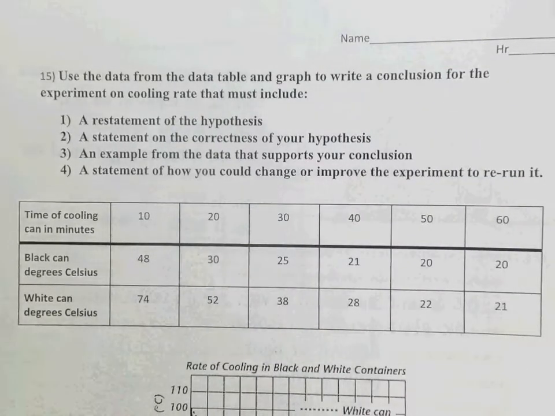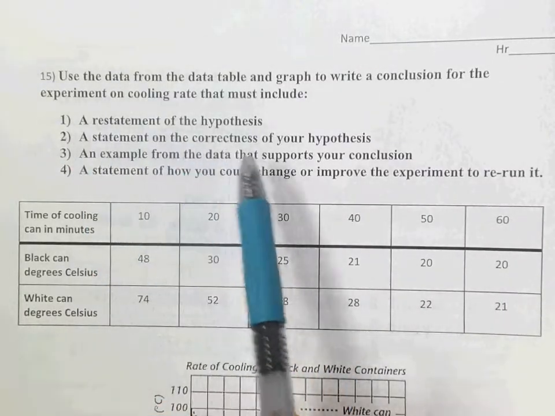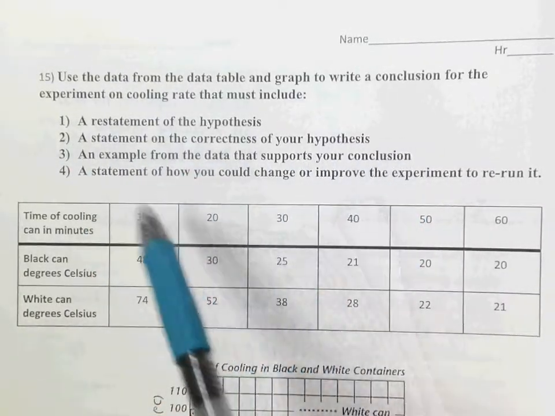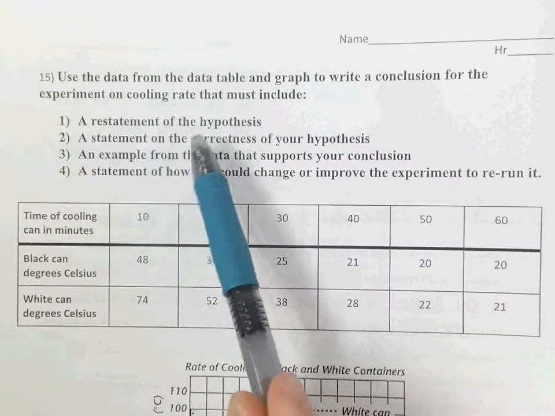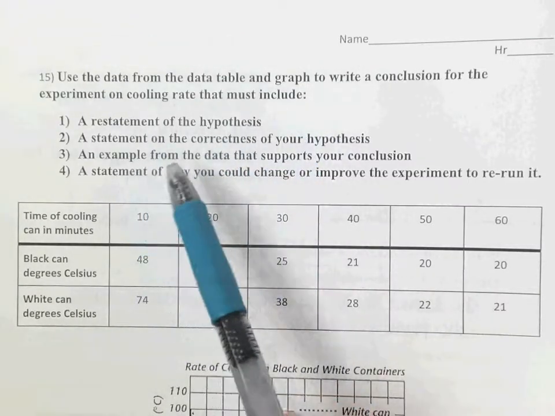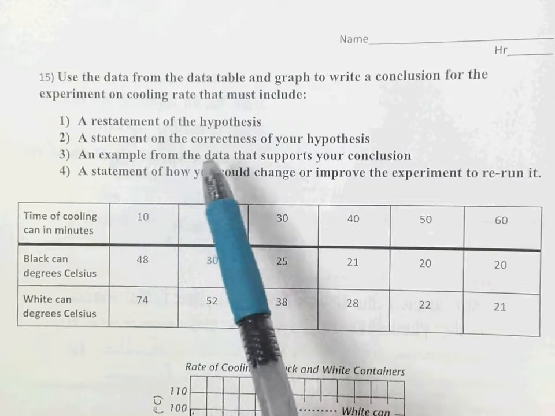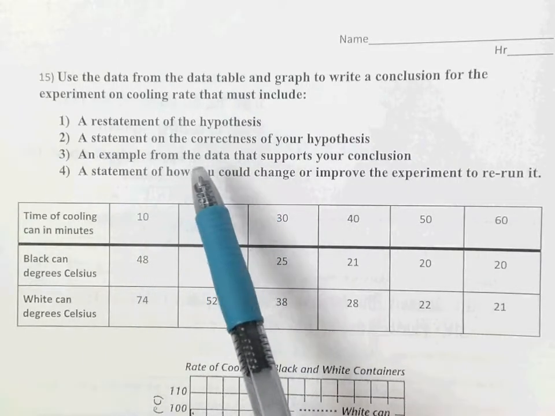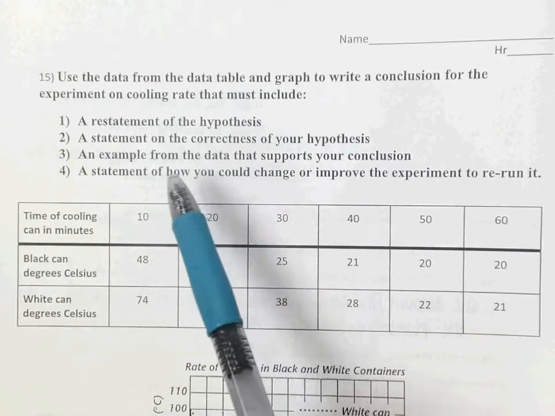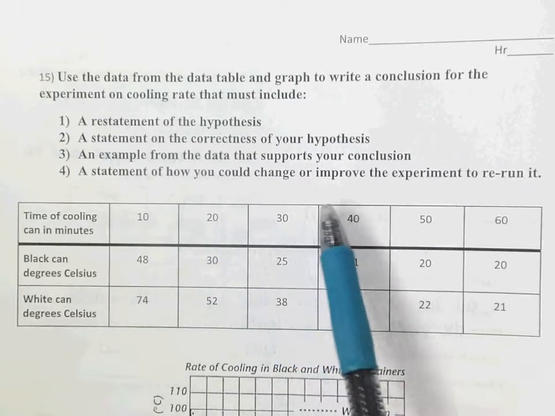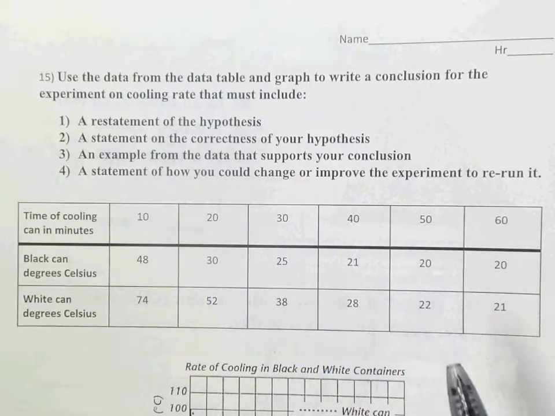The last thing we need to do on our study guide is write a conclusion. So it says use the data from the data table and graph to write a conclusion for the experiment on cooling rate that must include a statement of your hypothesis, a statement on the correctness of your hypothesis, an example from the data that supports your conclusion, and a statement of how you could change or improve the experiment to rerun it. So the first thing we notice here is actually we don't have a hypothesis written.